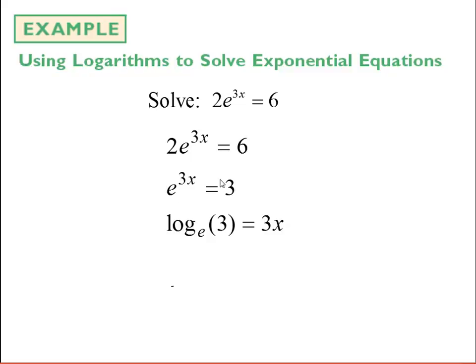So this is the base of the logarithm. This is the inside of the logarithm. This is the output of the logarithm. So I'm almost done solving for x, so I'm going to divide both sides by 3 over here, and I'm going to get x equals 1/3 ln of 3.